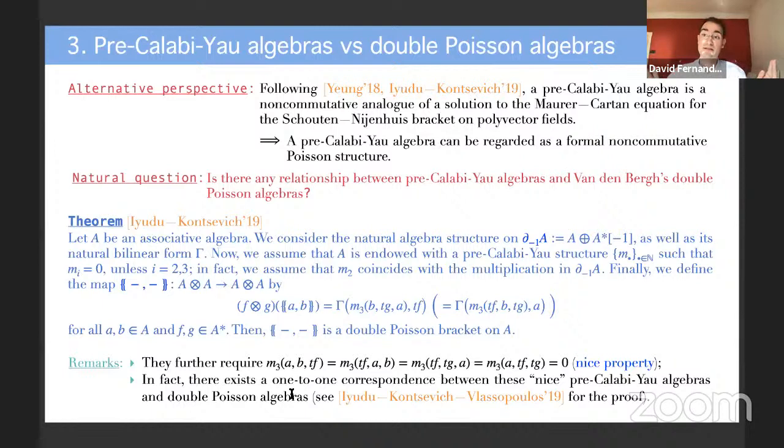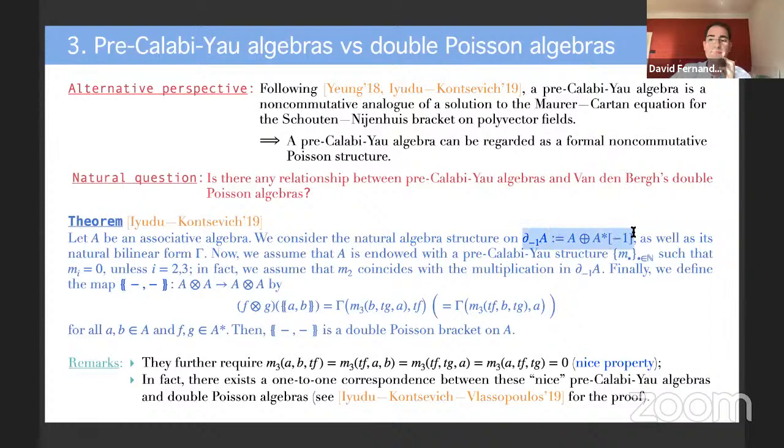And the answer is yes, we have a relationship, and this is this remarkable theorem by Natalie Yudu and Concevich, who say that if A is an associative algebra, we consider now the natural algebra structure that we discussed before on A plus A star, as well as its natural bilinear form that we saw before. Now we assume that this associative algebra A is endowed with a pre-Calabi-Yau structure with higher multiplications, but note that we are only interested in M2 and M3, okay? We only have M2 and M3. And in fact, M2 coincides with the natural multiplication on this object here.